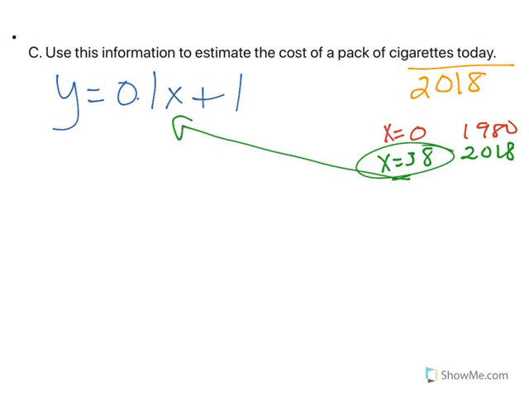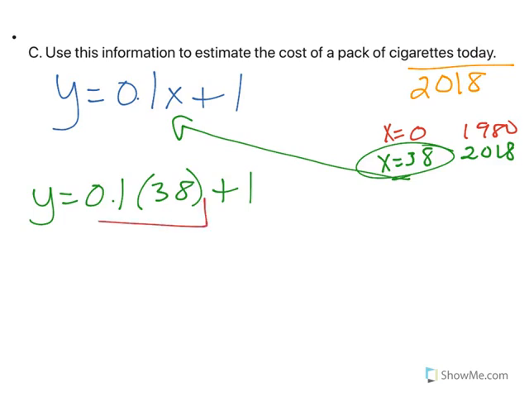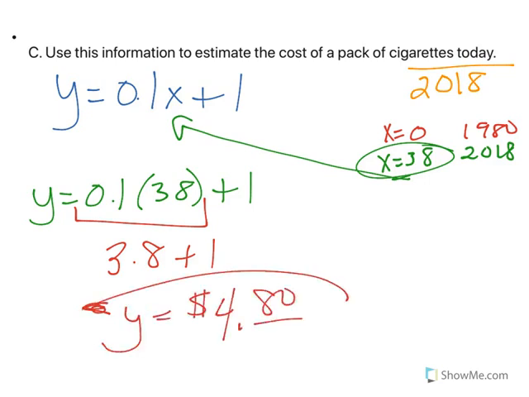If we plug that in, y equals 0.1 times 38 plus 1. 0.1 times 38 is 3.8, plus 1. Our y value would be roughly $4.80. So we could estimate that a pack of cigarettes today is going to be $4.80. And I have no idea if that's accurate or not, because I have not bought a pack of cigarettes ever. There you go.